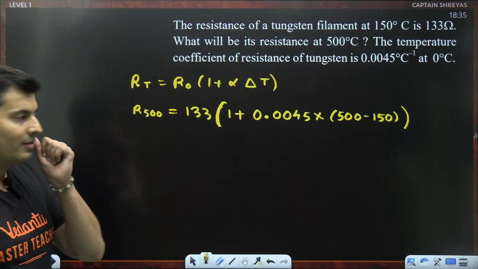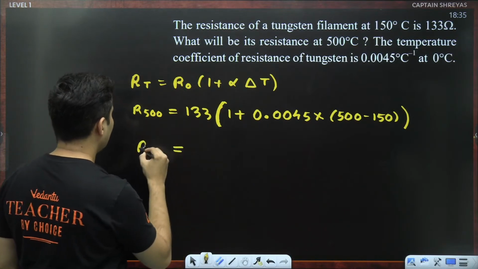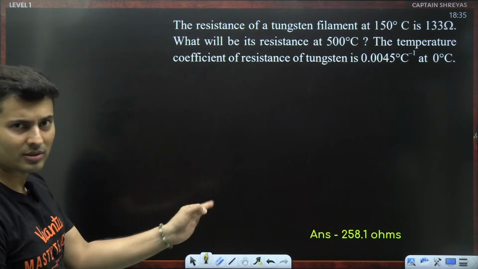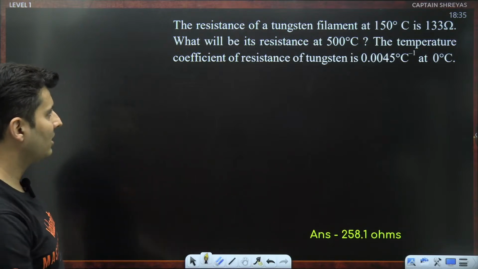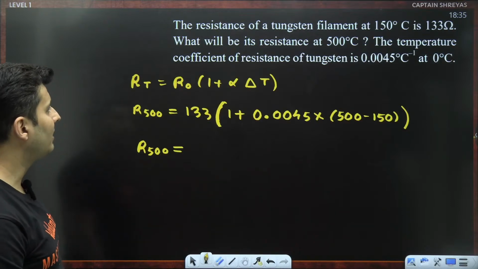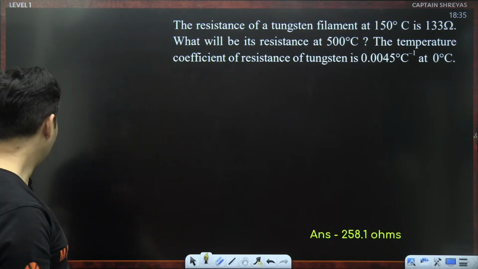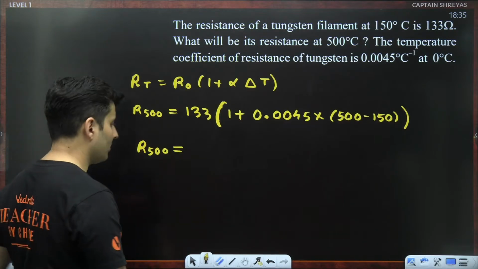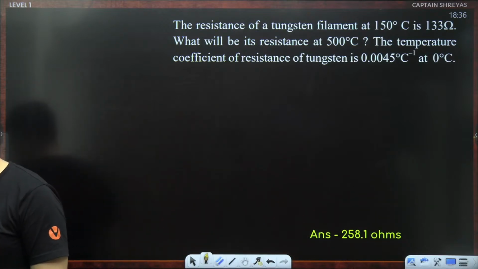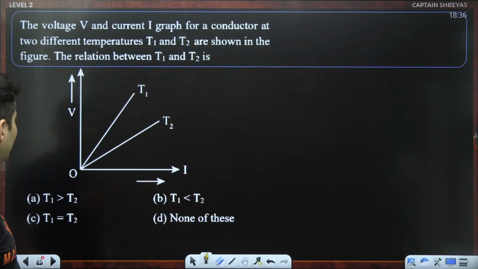500 minus 150 is 350, multiplied by 0.0045, and finally you'll get the resistance at 500. Okay, so 258 ohms is the answer. Actually, it's not close to the original, it's quite different: 133 ohms becomes 258 ohms. Is that okay, everyone? Straightforward calculation, nothing great over there. These kinds of questions are asked in JEE, so you will see them many times.